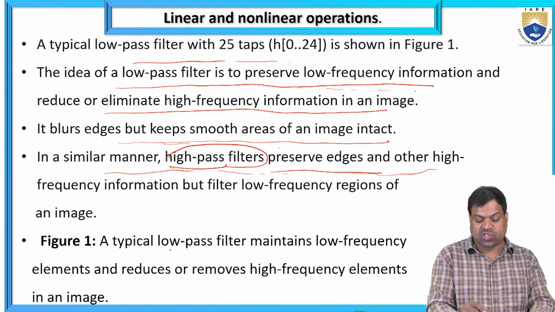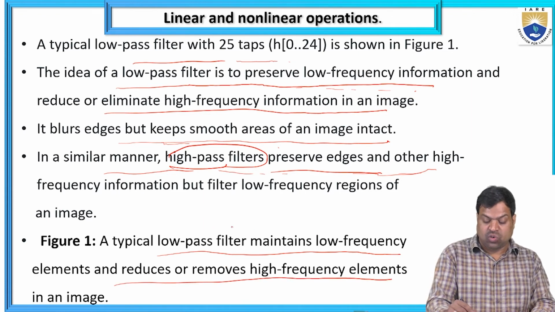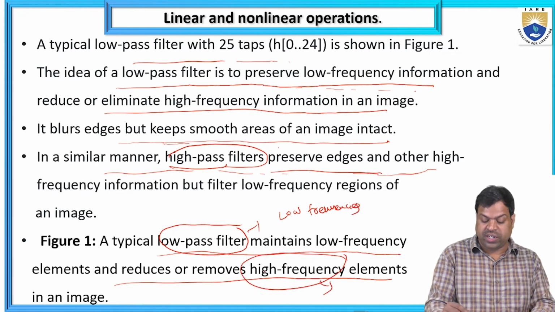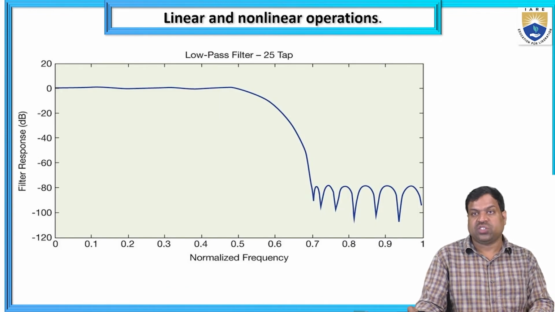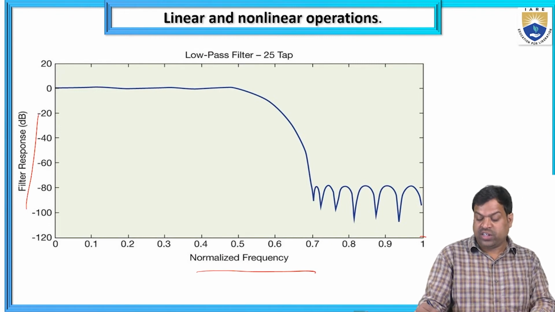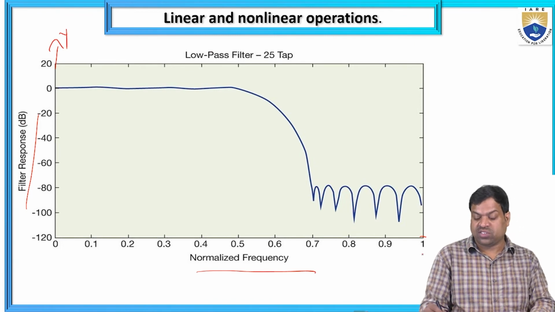In the next figure, the low pass filter maintains low frequencies and eliminates the high frequencies. Low pass means it accepts low frequencies, and high frequencies are eliminated. Low pass will accept low frequencies and it will stop high frequencies. It is one graphical image of normalized frequency with filter response. There is an x-axis and a y-axis. From the x-axis, what am I taking?